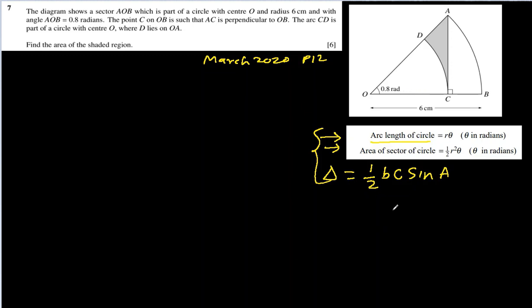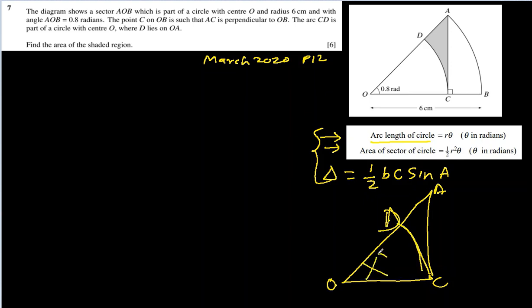Okay, so now let me redraw this diagram. If I take this triangle AOC and this sector DOC, if this sector is cut off from the triangle, we will be left with the area we want. So we should have the area of triangle AOC, and we will subtract the area of the sector DOC, and that's the challenge.